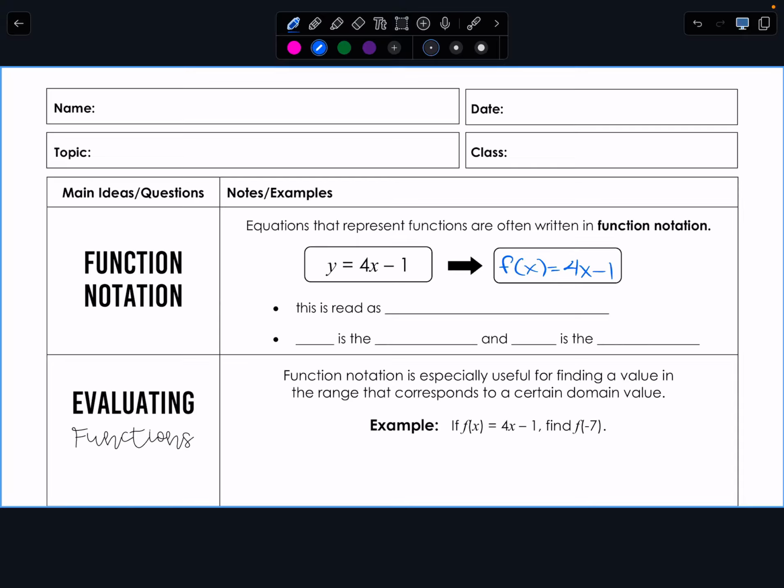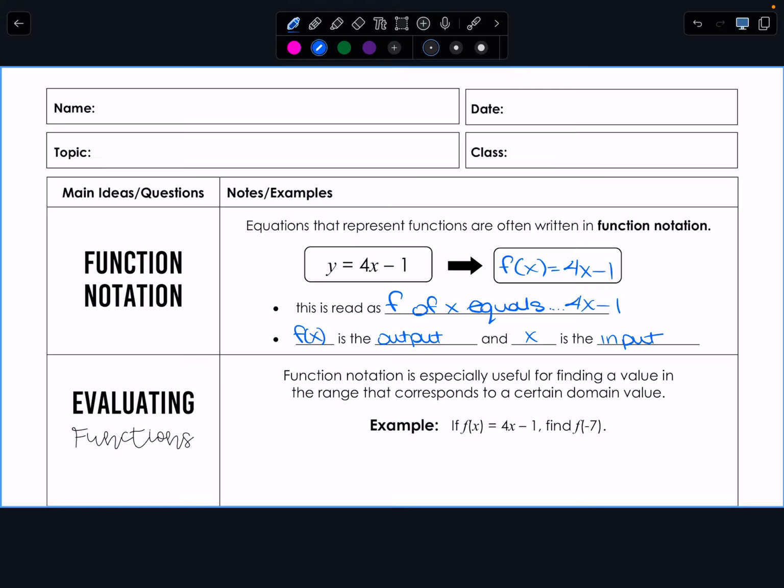So we read this as f of x equals, and in this case, it would have been 4x minus 1, right? So that's how you read it. F of x is the output, and x is the input.